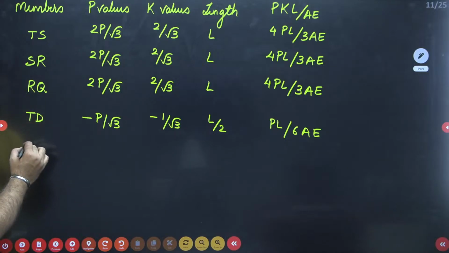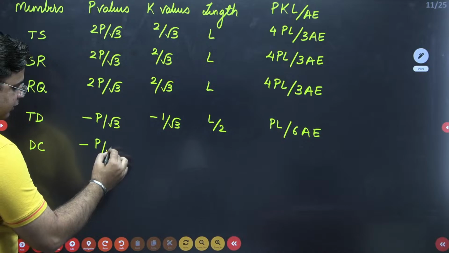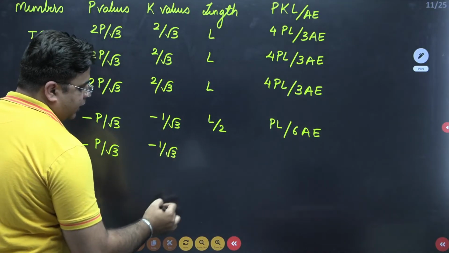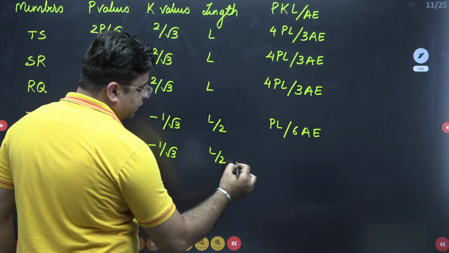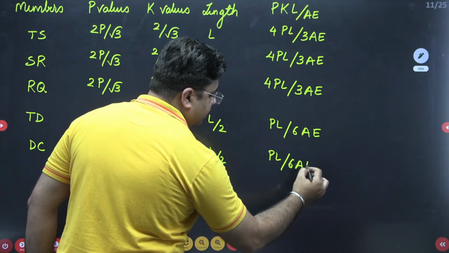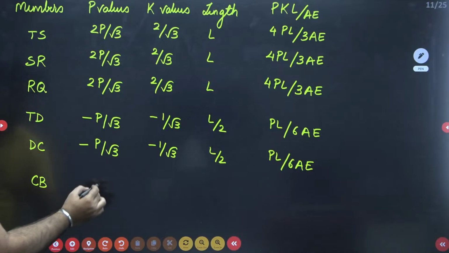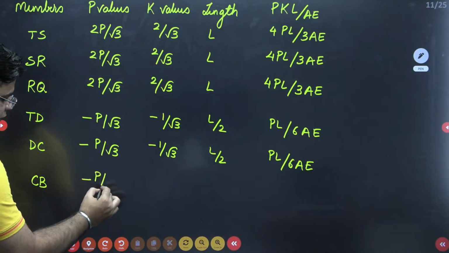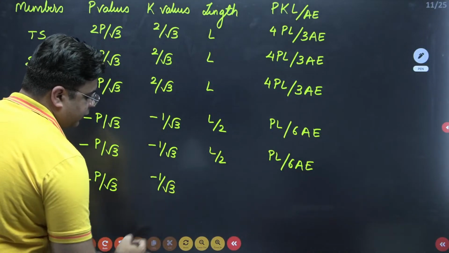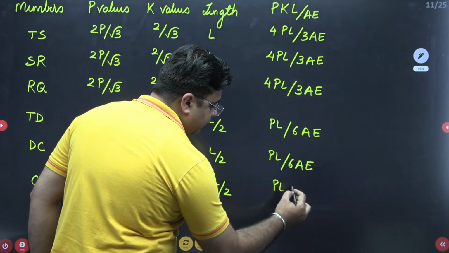Similarly, you can write down for DC. This will be minus P by root 3, minus 1 by root 3, and length is L by 2. So this will also be PL by 6 AE. Then I'll write for CB. Again minus P by root 3, then minus 1 by root 3, then L by 2, and then you have PL by 6 AE.